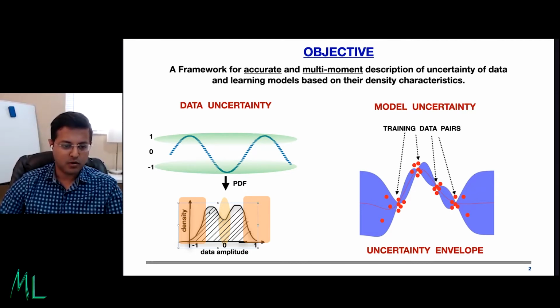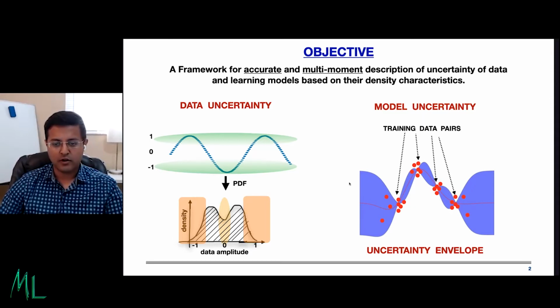And what we want to do is basically come up with a framework that is able to efficiently separate out different regions of this signal based on the density characteristics. So the shaded regions are the high uncertainty regions, and the non-shaded regions are the low uncertainty regions where the density is very high.